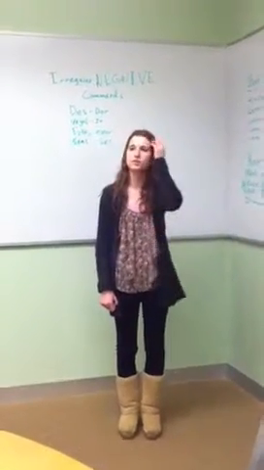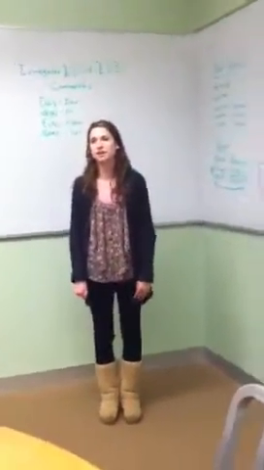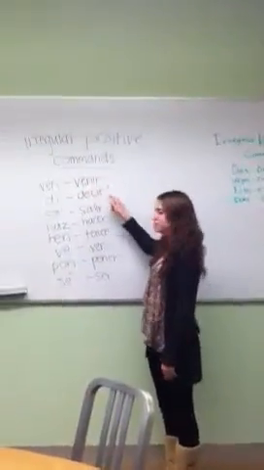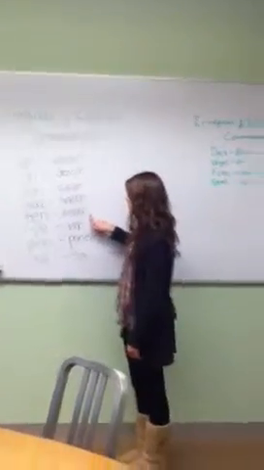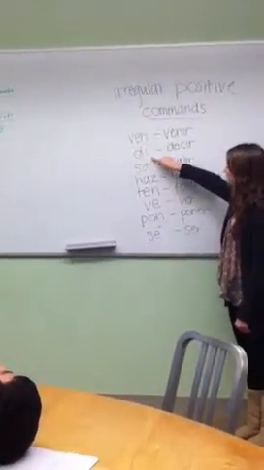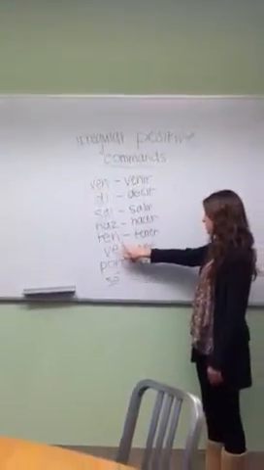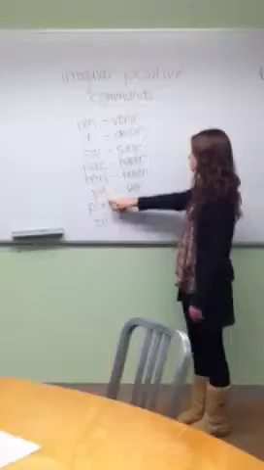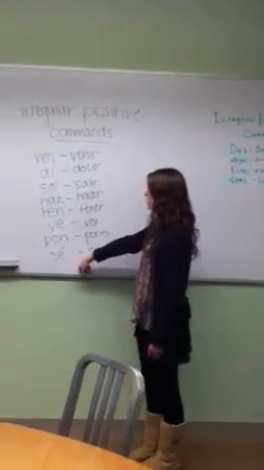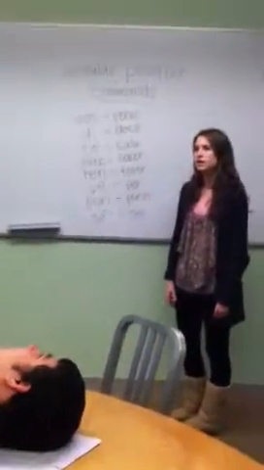For positive tú commands, there would be da, ten, baila, come, or ten. And for the irregular positive commands, you take the verbs venir, decir, salir, hacer, tener, ver, poner, and ser. Venir changes to ven, decir changes to di, salir changes to sal, hacer changes to haz, tener changes to ten, ver changes to ve, poner changes to pon, and ser changes to sé with an accent over the e, and the ser is the only one that has an accent.